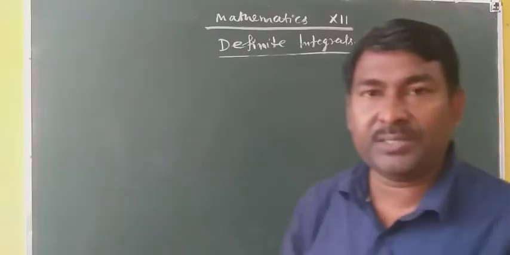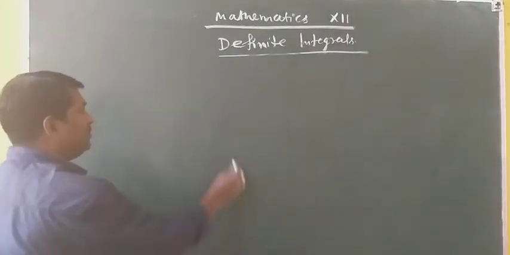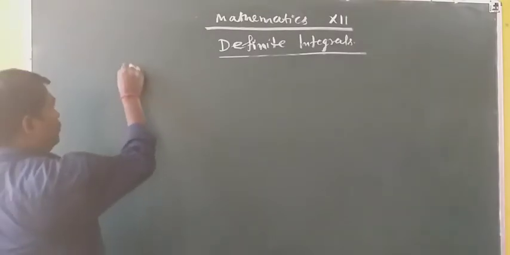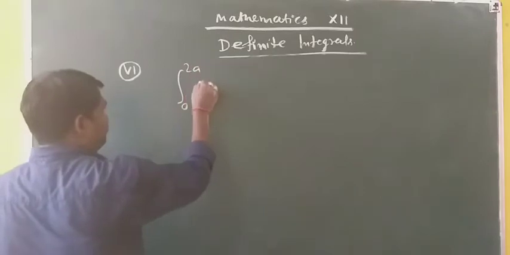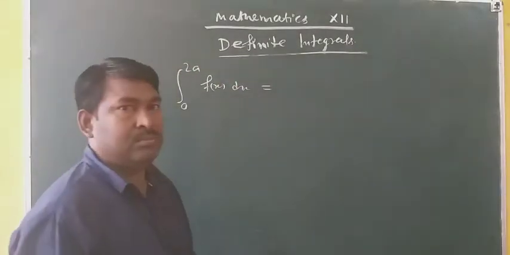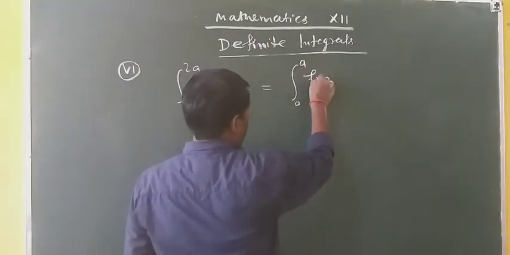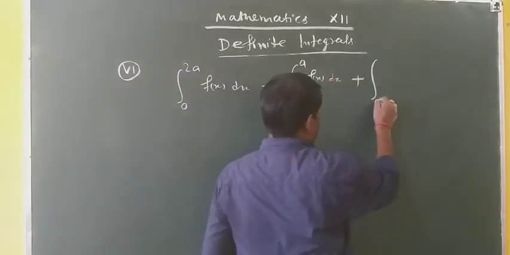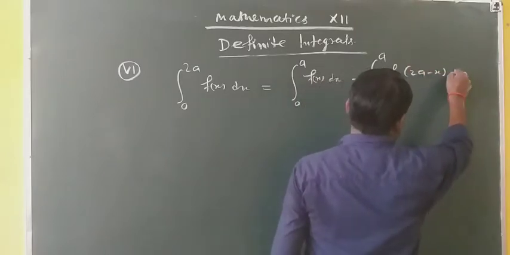Good morning, students. Today I am going to explain some other properties of definite integration. Five properties I have already explained. So property 6: integral from 0 to 2a of f(x) dx is equal to integral from 0 to a of f(x) dx plus integral from 0 to a of f(2a minus x) dx.